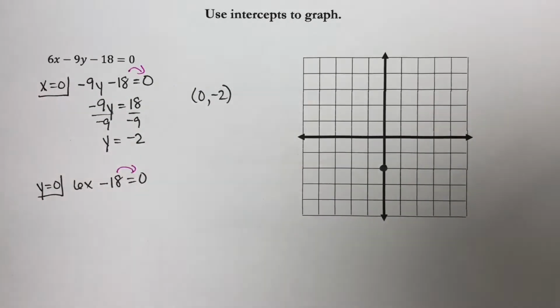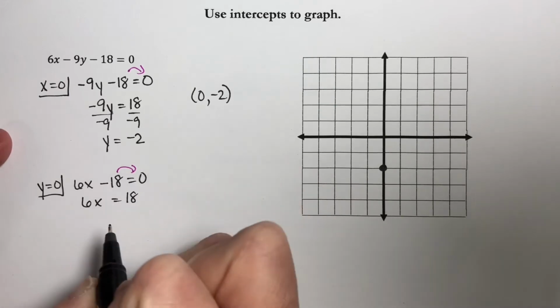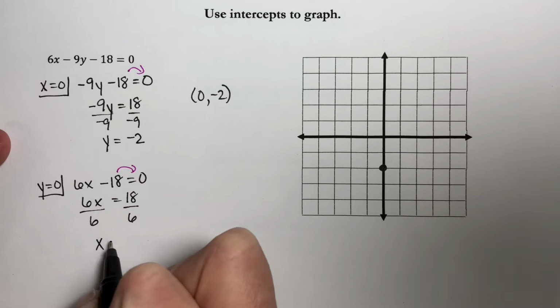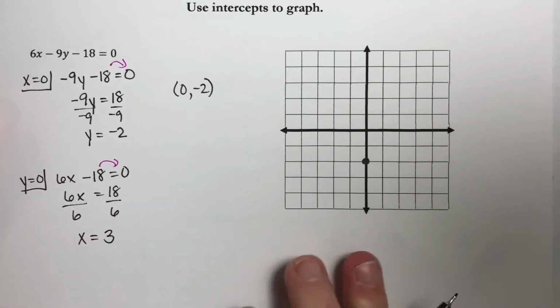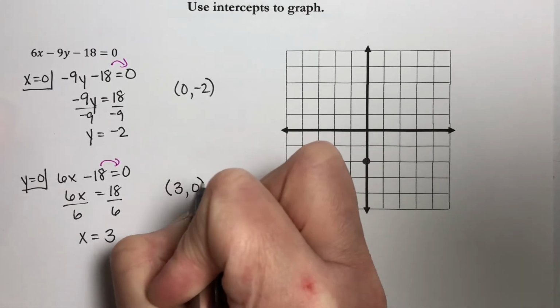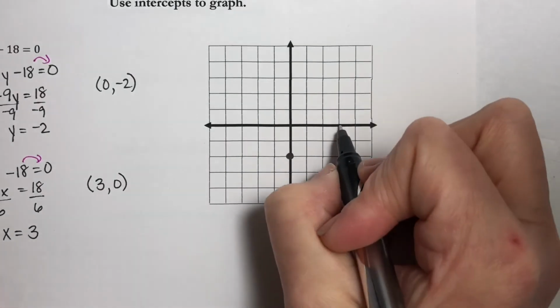Move the 18 to the right. 6x is equal to 18. Divide both sides by 6. And you get x is equal to 3. So this would be the point (3, 0), which is right here.